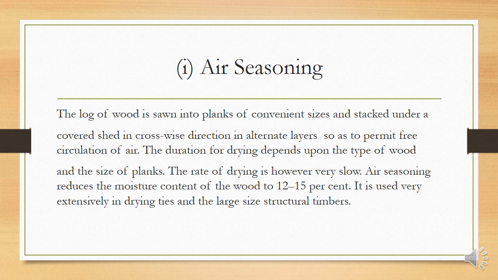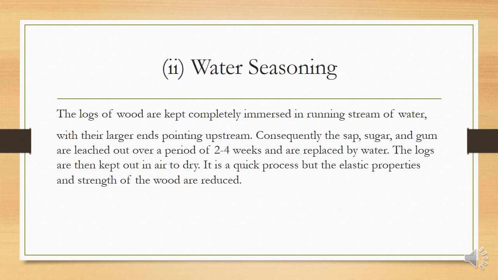Air seasoning involves putting logs of wood in a shed. This shed allows the air to move along the planks. The rate of drying is very slow, but it is very effective. Water seasoning: in water seasoning, the logs are completely immersed in running water, for example, a river. Then the sap is driven out over a period of time. After that, they are placed out in the air to dry.